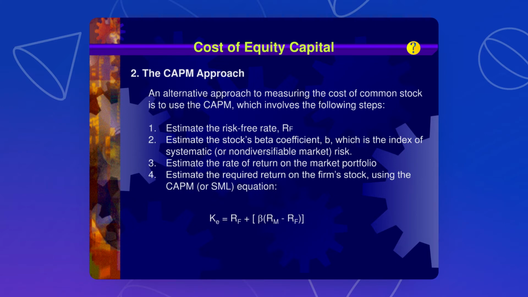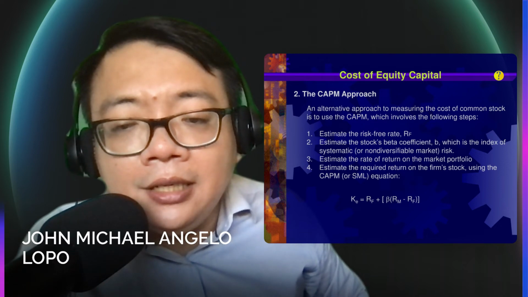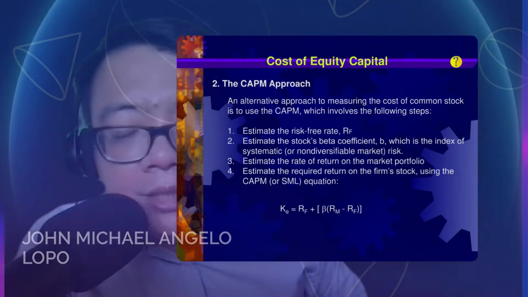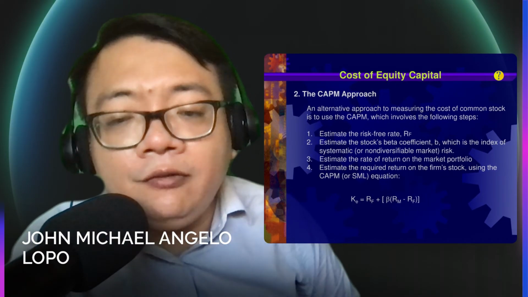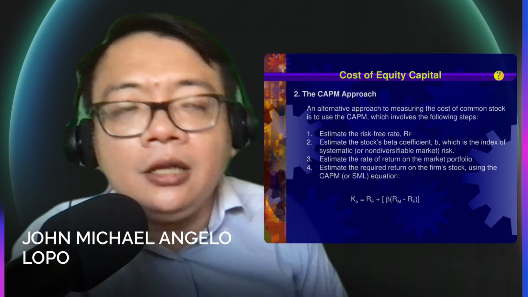market return minus RF. By the way, what is KE, class? KE here is the cost of equity. When you say RF, that's your risk-free rate. Meaning, class, risk-free rate means no risk, that's why it is risk-free. The beta here is the beta coefficient, wherein it measures your systematic or non-diversifiable risk. Again, what do you mean by systematic or non-diversifiable risk? When we say systematic, that's the market-related risk beyond your control.